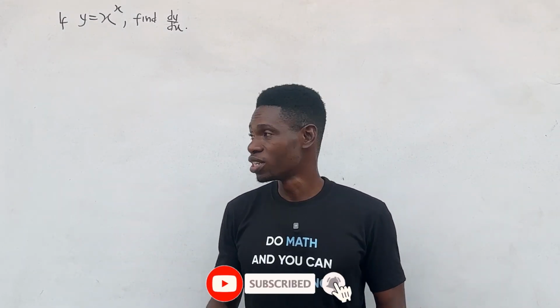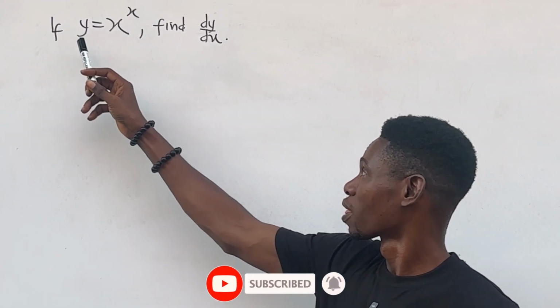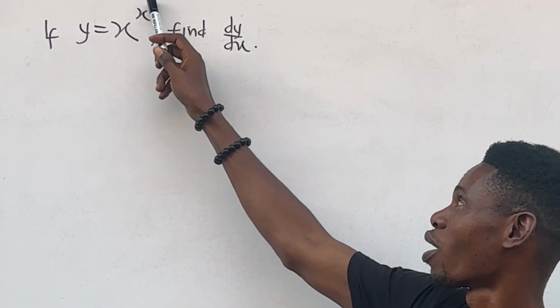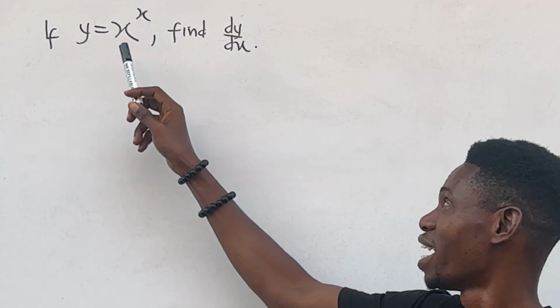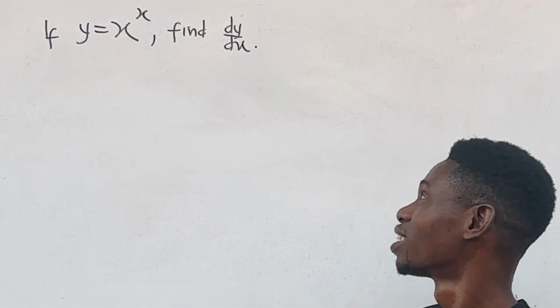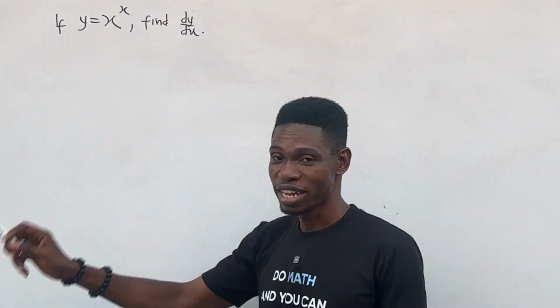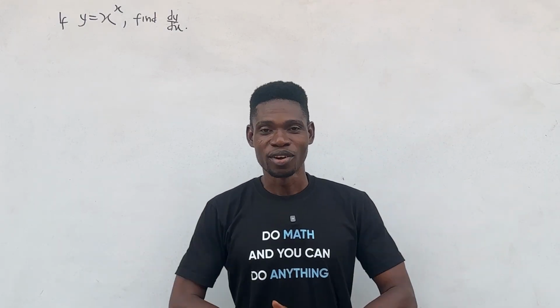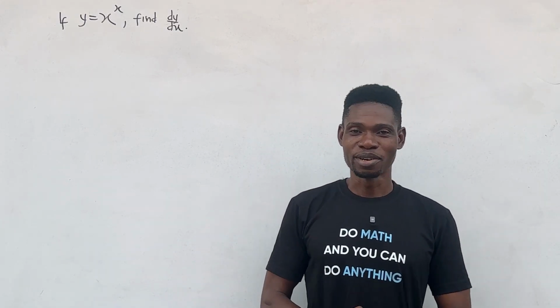Today we're going to be solving this calculus problem that says if y equals x raised to the power x, not x raised to the power of a constant like 2 or 3, but x raised to the power x. So y is x raised to the power x, find dy/dx. So we have to find the derivative of x raised to the power x. If you're excited to solve with me, let's go.